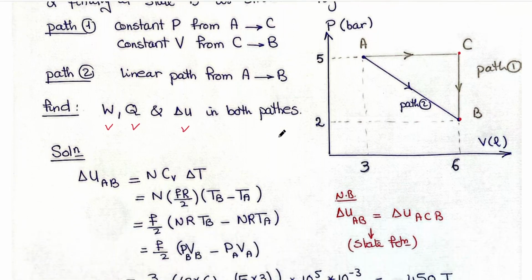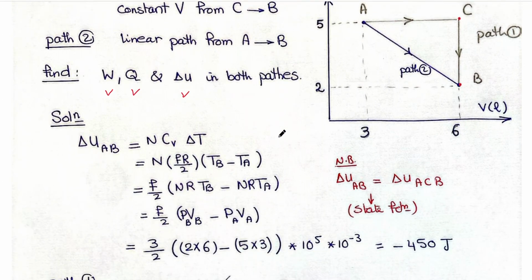Okay, first of all, we will calculate the difference in the internal energy. To get the difference in internal energy between point A and point B, it is not required to know any path, because the change in the internal energy is a state function, it doesn't depend on the path, it only depends on the first and last points. So I will calculate the change in internal energy from A to B for both paths, and for all paths between A and B.